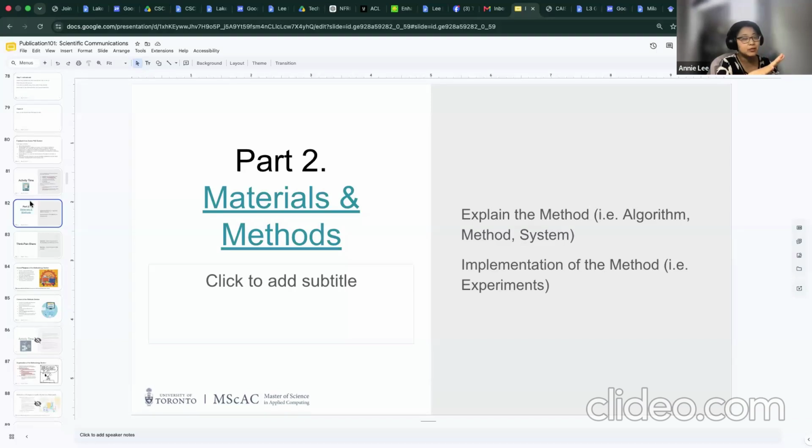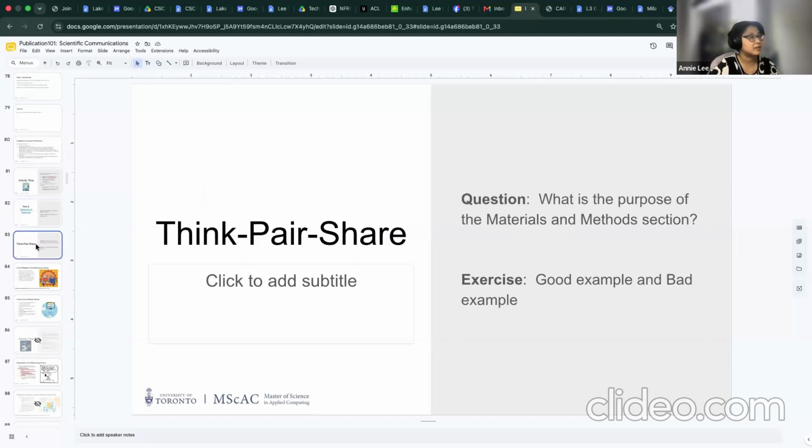So lots of people wanted to cover materials and methods, so let's get going. In terms of materials and methods, let's think about it. What is the purpose of materials and methods? I'm just gonna go ahead and ask people who are here.